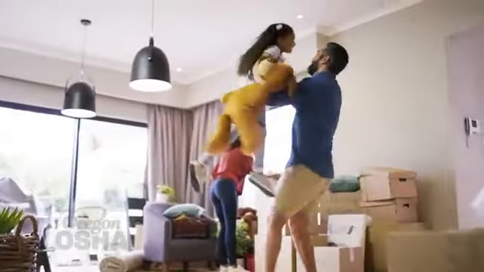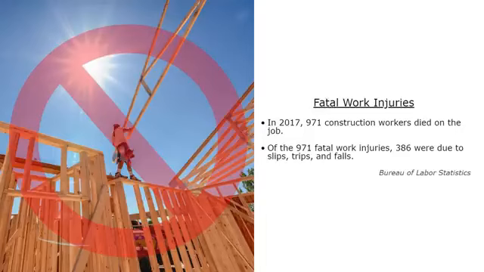Fatal work injuries. In 2017, 971 construction workers died on the job. Of the 971 fatal work injuries, 386 were due to slips, trips, and falls. Source: Bureau of Labor Statistics.